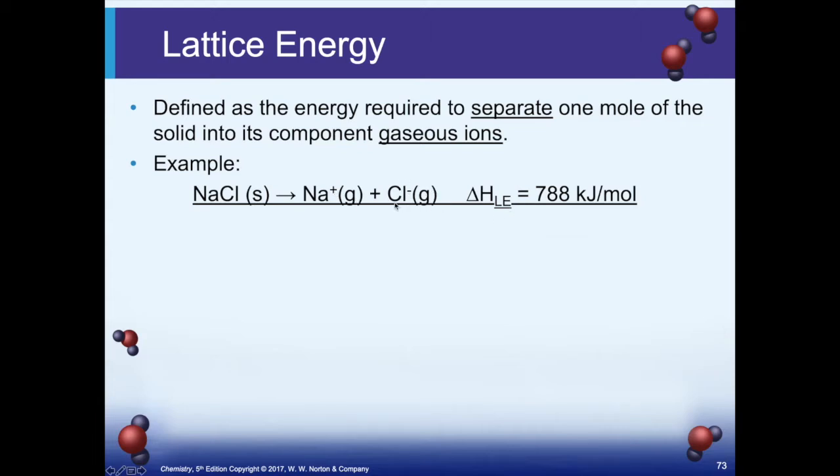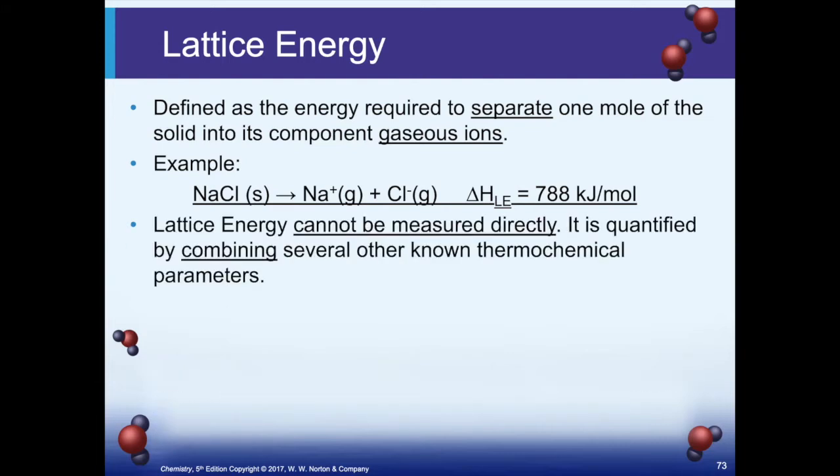So in terms of sodium chloride, that would require 788 kilojoules per mole. And so that number is an indicator of how strong those ionic bonds are in this particular compound. So the lattice energy, one thing about it is that it cannot be measured directly. You have to quantify it by combining several other known thermochemical parameters that we've already talked about in the course so far. So that's what we're going to do next, is talk about how we combine all these different thermochemical parameters to come up with this lattice energy.